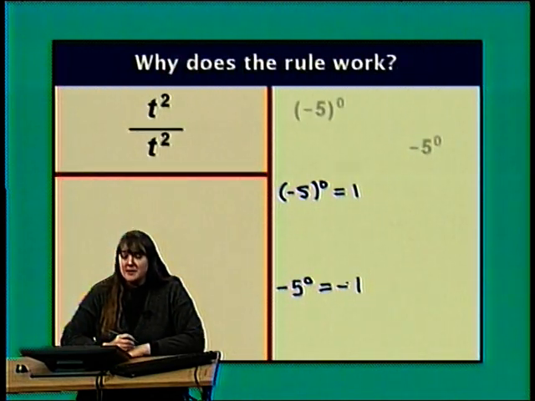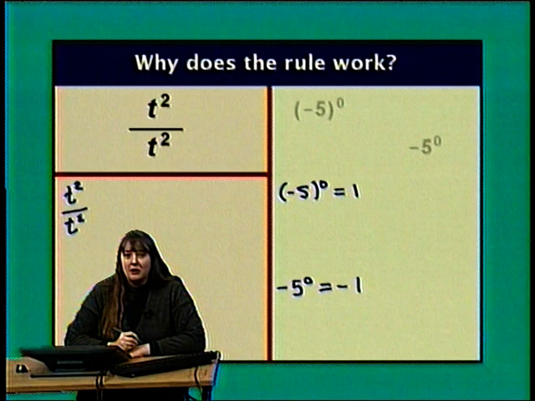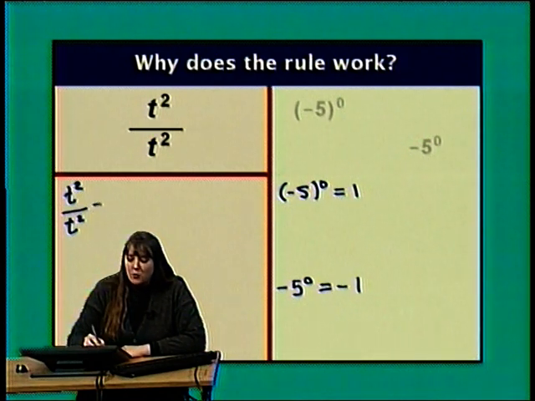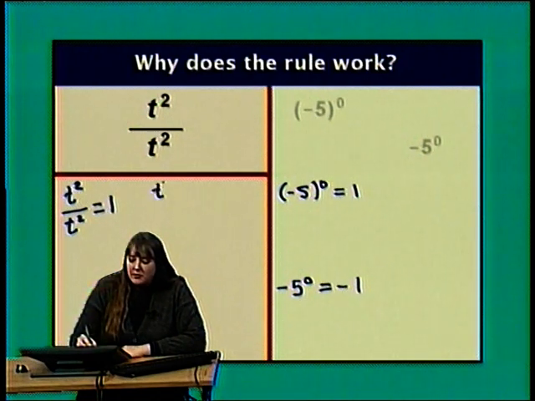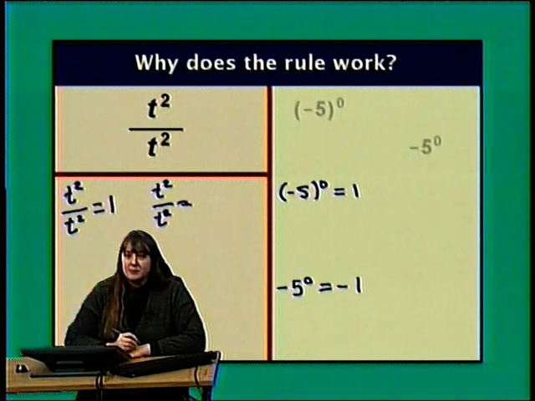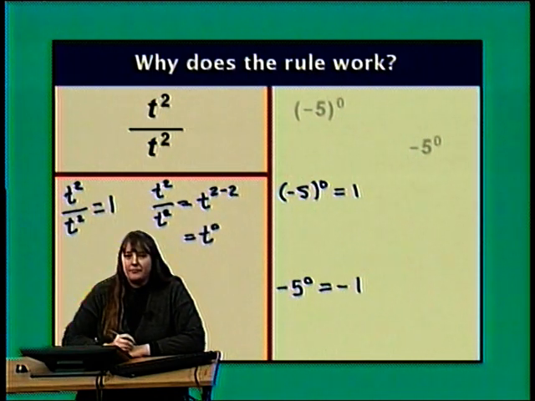Let's think about why this definition works. If I have t squared over t squared, a lot of you are probably thinking, well, obviously that's 1. When I divide a number by itself, I get 1. But what if we think about this in terms of the quotient rule? The quotient rule tells us to subtract the exponents. So this would be t to the 2 minus 2, which is t to the 0.